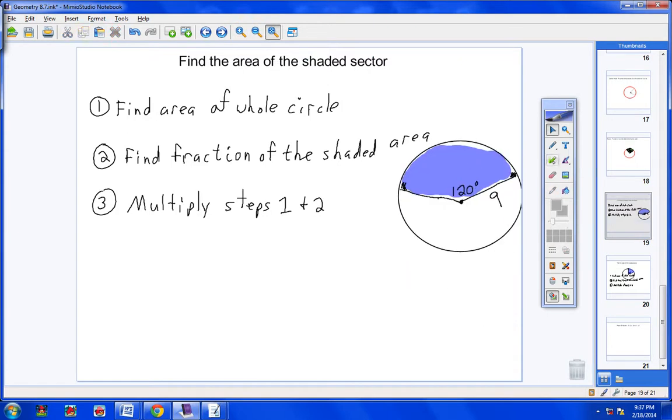You guys ready? We can do these 3 steps easily. In fact, you probably already know how to do step 1. Find the area of this whole circle. How do you find the area of a circle? Well, we just learned that. Area equals pi r squared.